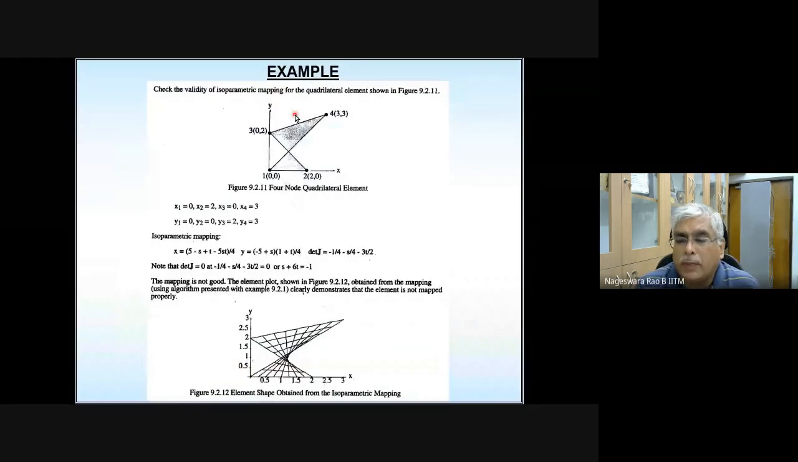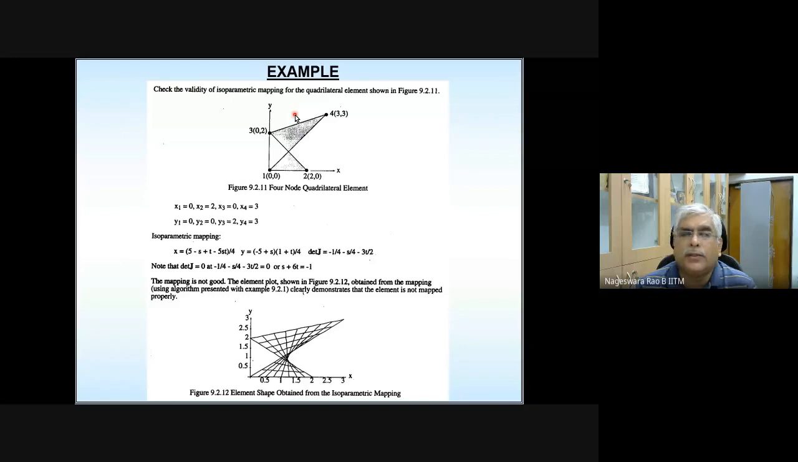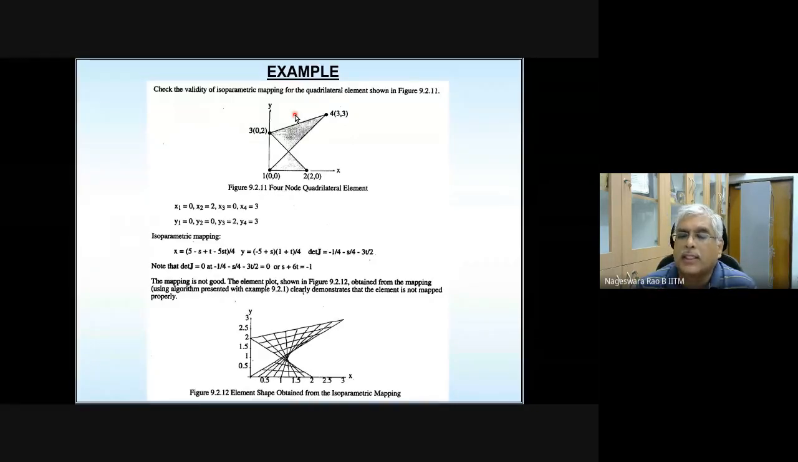And one more example is given. I am repeatedly emphasizing that you number the nodes either in clockwise direction or counterclockwise direction consistently. If you don't, what's going to happen? Here, a 4-node element is taken, but look at how the node numbering is made. After 1, 2, this node should be 3 and this node should be 4, but it is numbered as 1, 2, 3, 4 with this node numbered as 3 and this node numbered as 4.